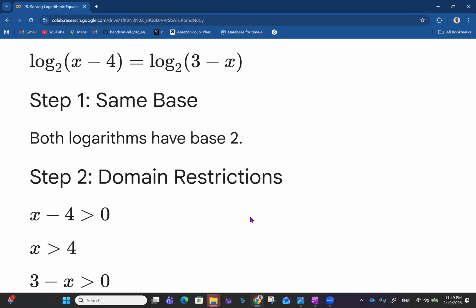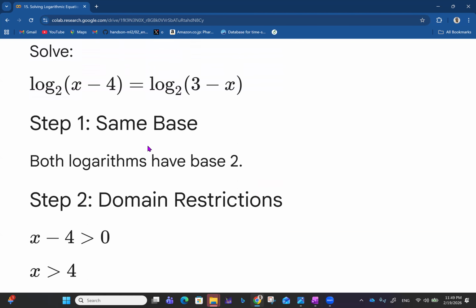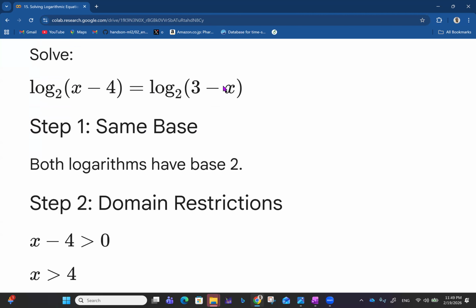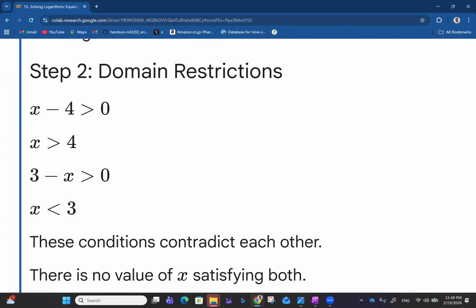But can we check the domain restrictions? First of all, for the first domain, x minus 4 should be greater than 0. That means x is greater than 4. On the other hand, 3 minus x should also be greater than 0. So 3 minus x greater than 0 means x should be less than 3. So you see we have a problem here.